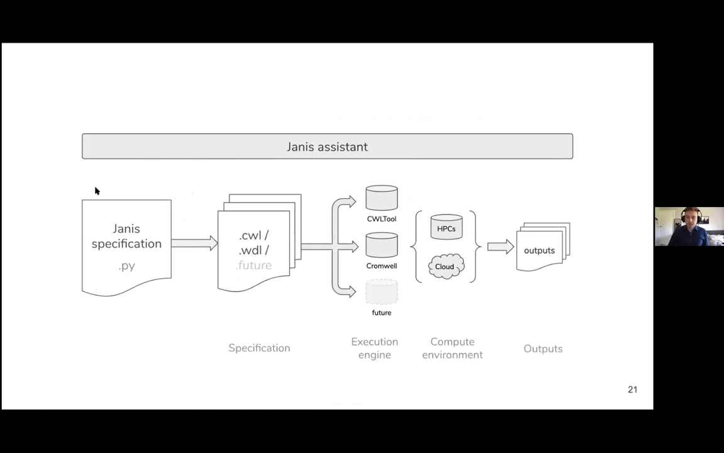Simplifying our execution diagram, we now have our Janis specification, we have our CWL, WDL, or future specification, and our execution engine. But this is all managed by the Janis assistant. In the end, we have some standardized set of outputs. So whether you're getting outputs from Cromwell or CWLtool, they'll all appear the same to you. So now it's time to do the demo.